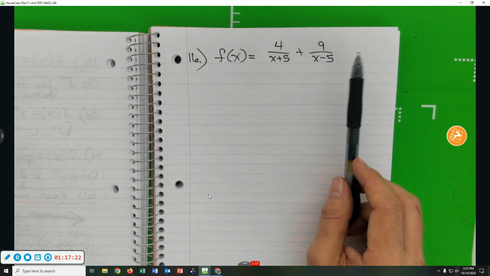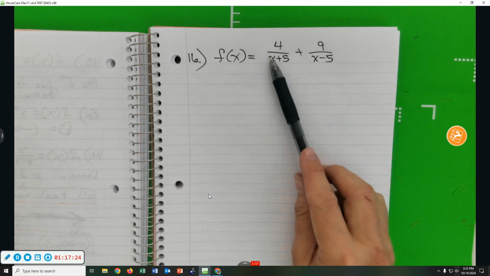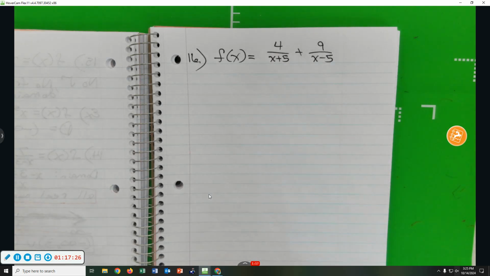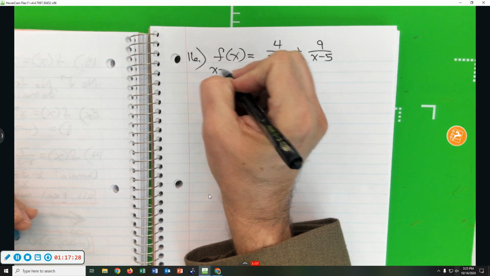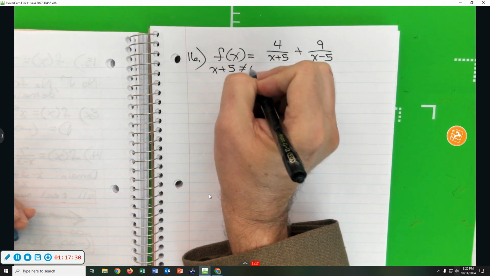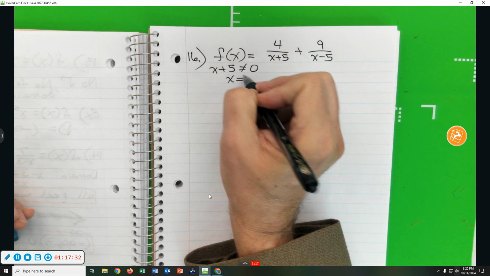Will it produce undefined results? Yeah, there are 2 fractions. We don't want either of those denominators to be 0. So x can't equal here.